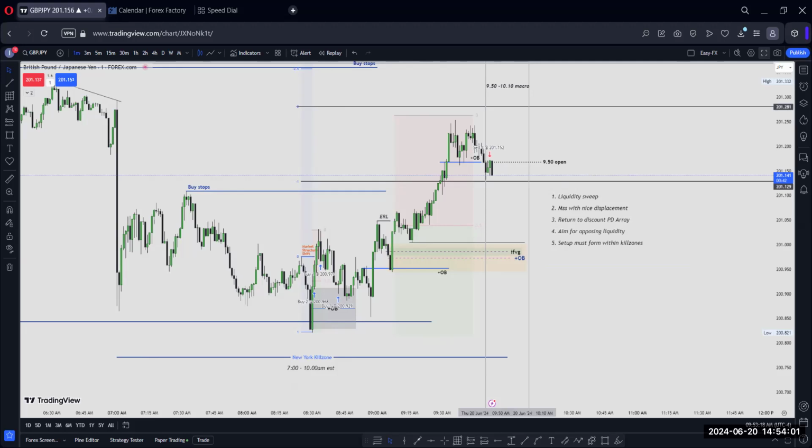So USD JPY is giving us a nice expansion. Definitely the JPY price must be going up. No surprise that GBP JPY is also buying. So price returning to this fair value gap, 2 hour fair value gap, expanding high.